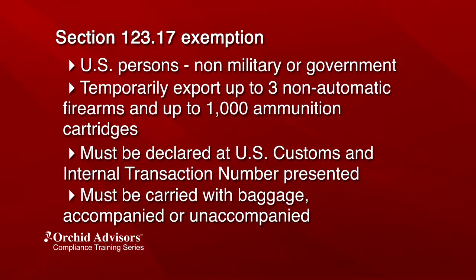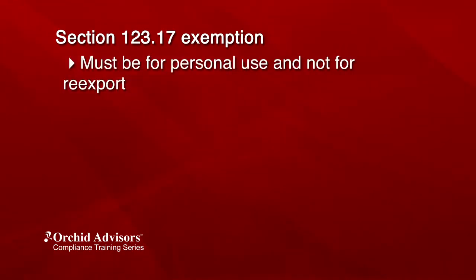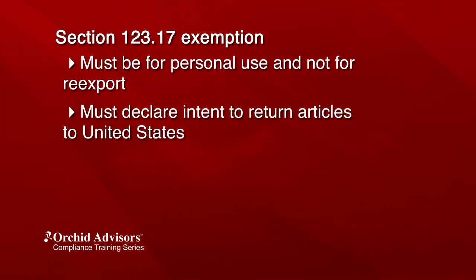Lastly, the firearms and ammunition must be for the person's own exclusive use and not for re-export or other transfer of ownership. The person must declare his or her intent to return the articles to the United States. Agreement exemption for training. Section 124.2 states that a technical assistance agreement is not required to provide training to a foreign person in basic operation or maintenance of defense articles already lawfully exported or authorized for export to the same recipient. No intermediate or depot-level training can be provided using this exemption.